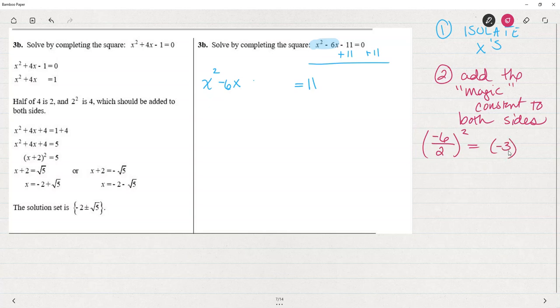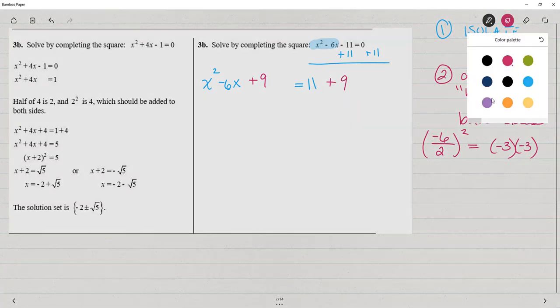Take the negative 6 and cut it in half. There's a negative 3. When I square it, it's negative 3 times negative 3, so plus 9. Now you're familiar enough with equations to remember that I can't just add that pink 9 in and expect this equation to still be balanced. So I'm going to need to add the 9 to the other side as well.